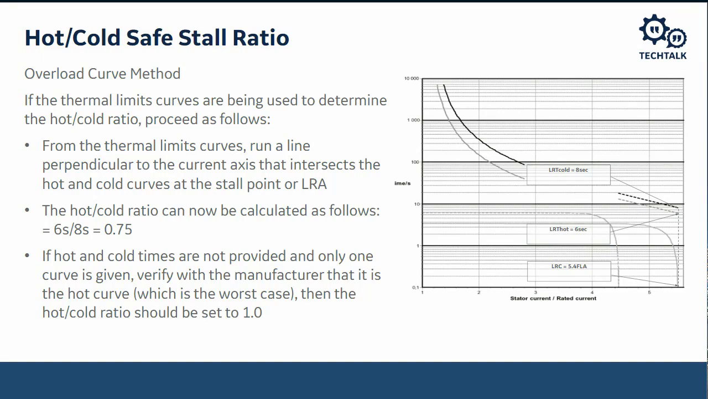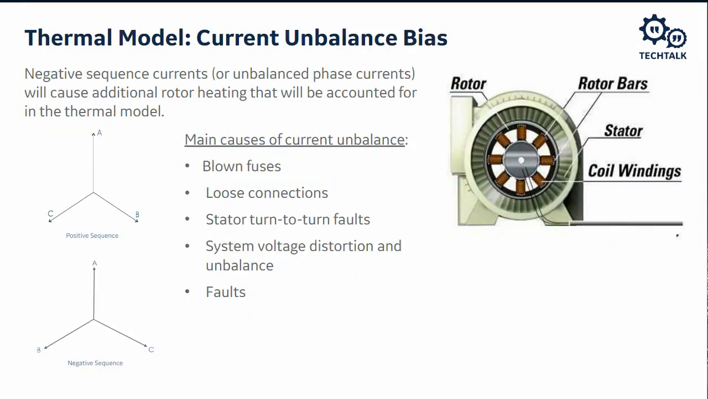All right. The next thing we should do is set an unbalanced biasing. And what unbalanced biasing does is it takes the unbalance that we see on our input to the motor. So the voltage unbalance will manifest itself as current unbalances into the motor. And those current imbalances, that negative sequence current there, will cause additional heating in the motor. And we need to be able to model that additional heating.